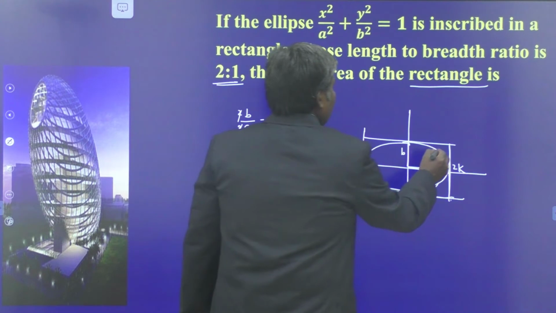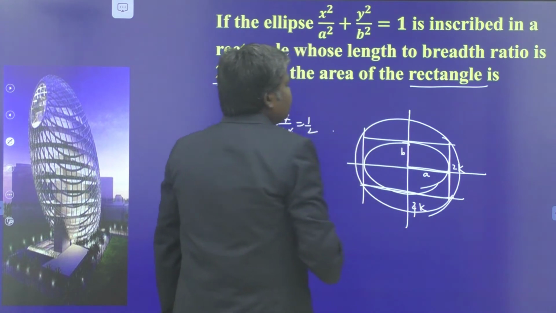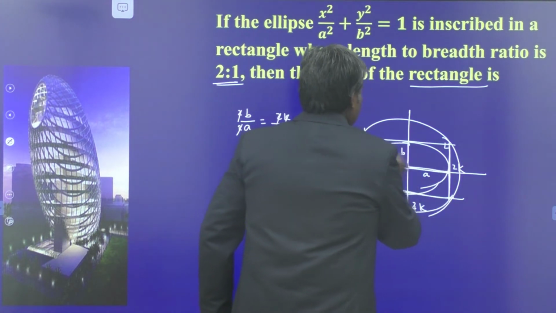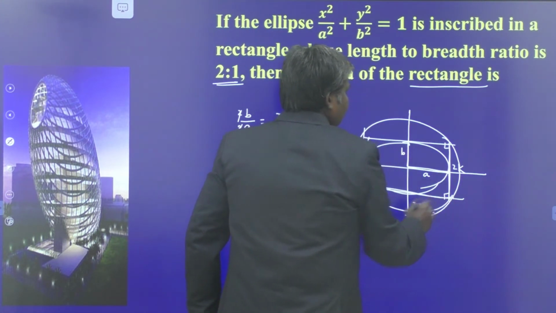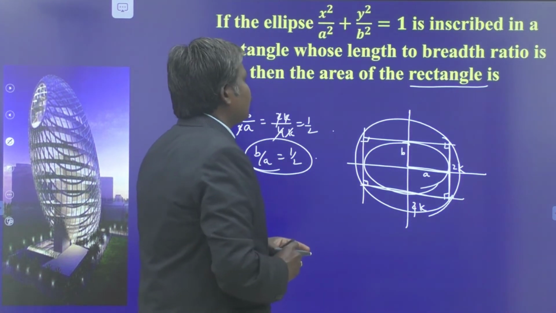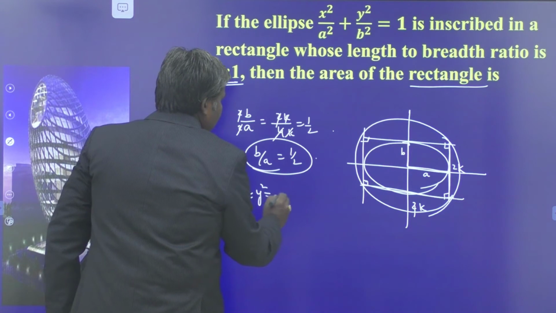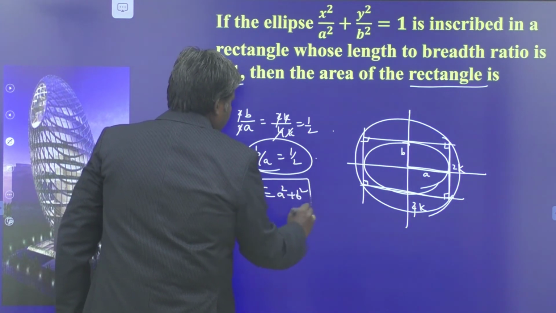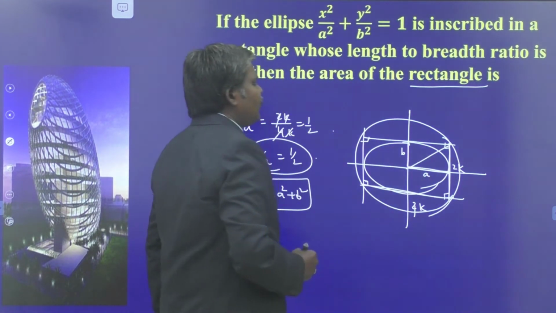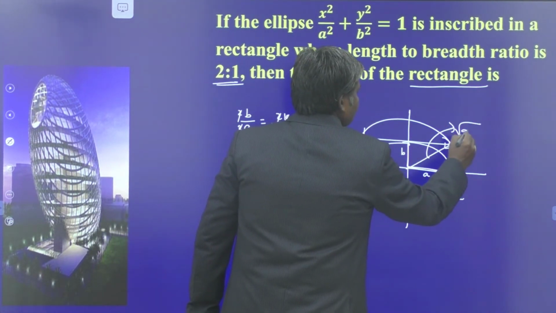Now, this is the point on what? Your auxiliary circle or director circle. This is the point on the director circle. Am I correct or not? Because the locus of the point of intersection of perpendicular tangents is your director circle. For x square by a square plus y square by b square equal to 1, what is the equation of the director circle? x square plus y square is equal to a square plus b square. This is the director circle. So the distance from here to here is root of a square plus b square.